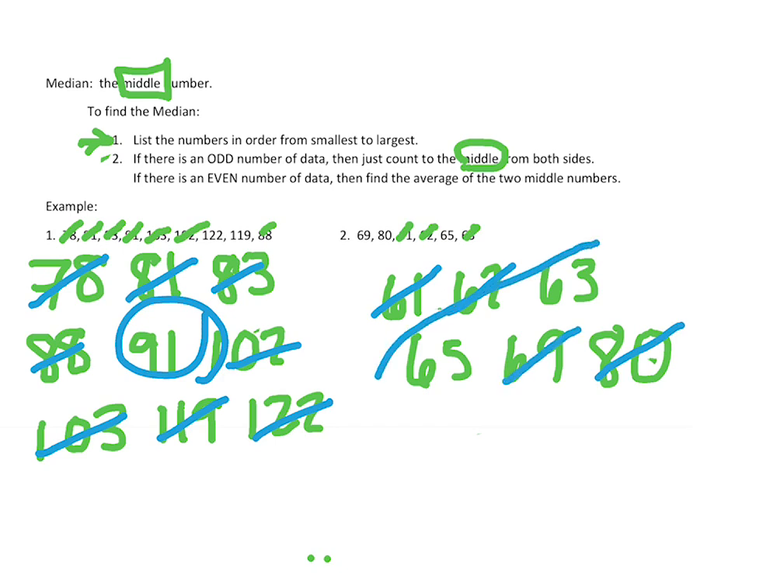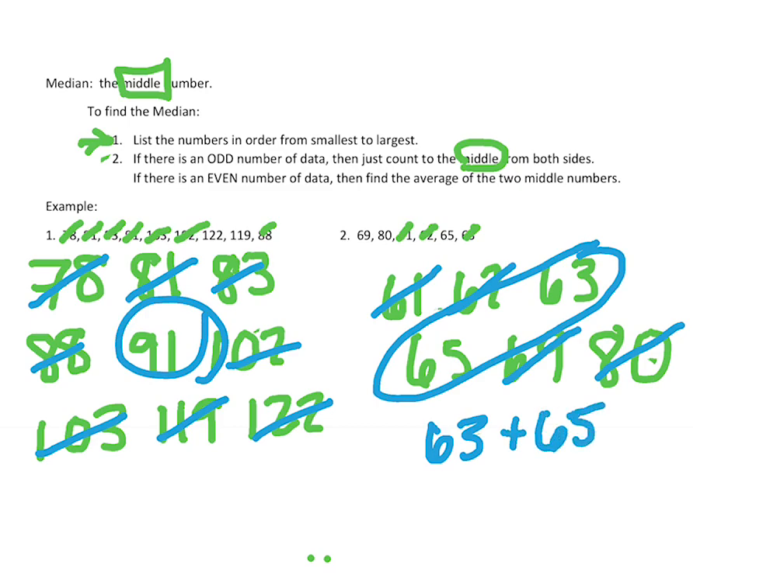Okay, so now here's your middle two. So we add them. Okay, so 63 plus 65. And then you divide by 2. Now, I know that this is going to be 64 because the average between the two is that. But if I want to do this and all the fun math that goes with it, that's 128 divided by 2, 64. So there's your median.